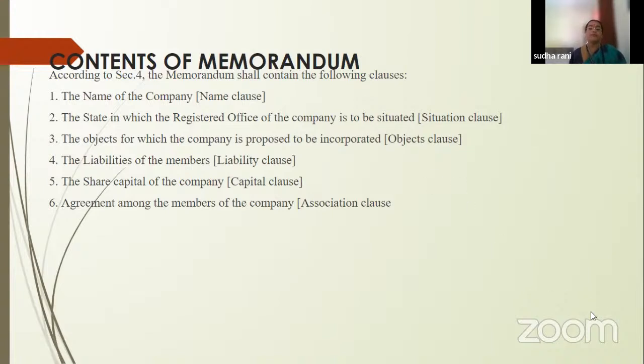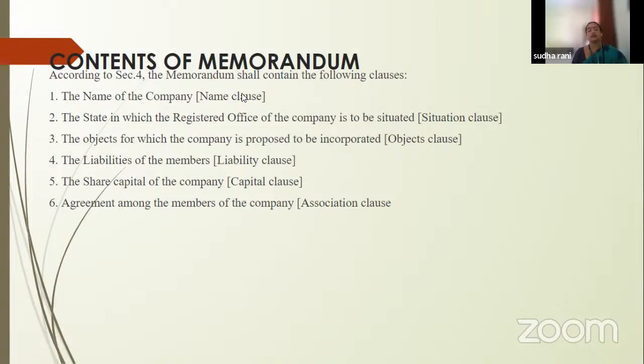It has to be prepared with utmost care and attention, and must be in writing, divided into paragraphs, numbered consecutively, and must be signed by the 2 subscribers in case of private, 7 in case of public, and 1 in case of a one person company. So let us look into the contents of the memorandum. The alteration of the memorandum is very expensive, so while preparing this document, one has to be very careful. So what are the contents?